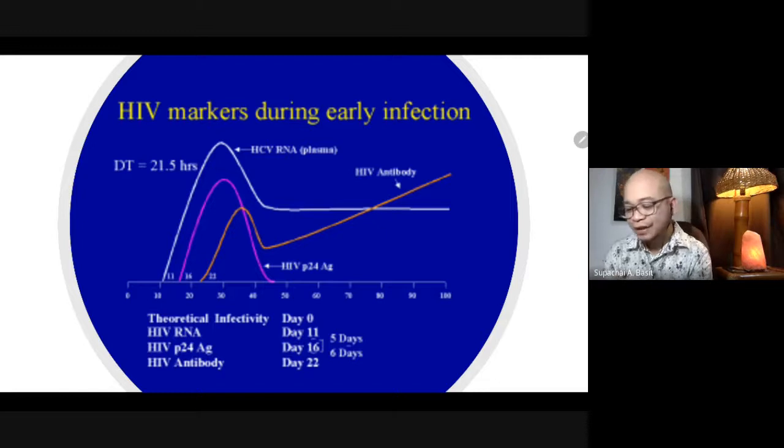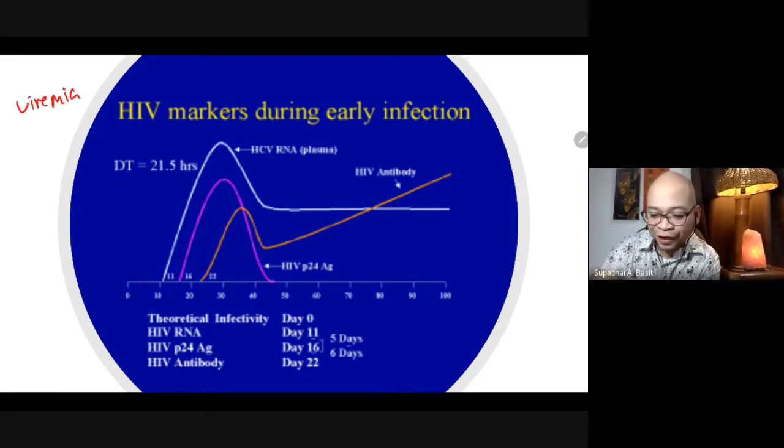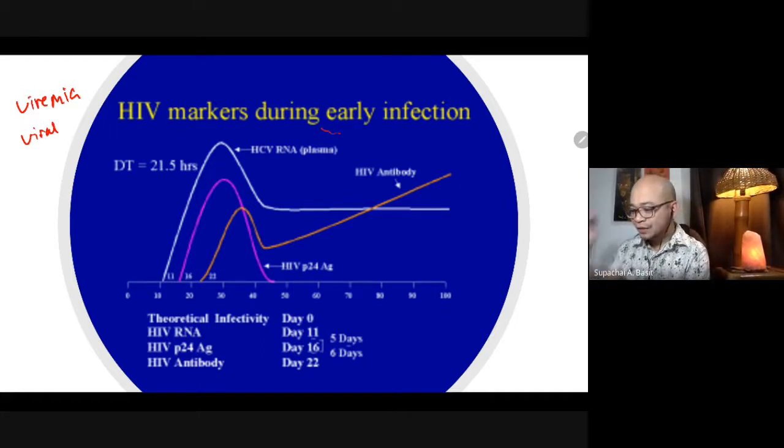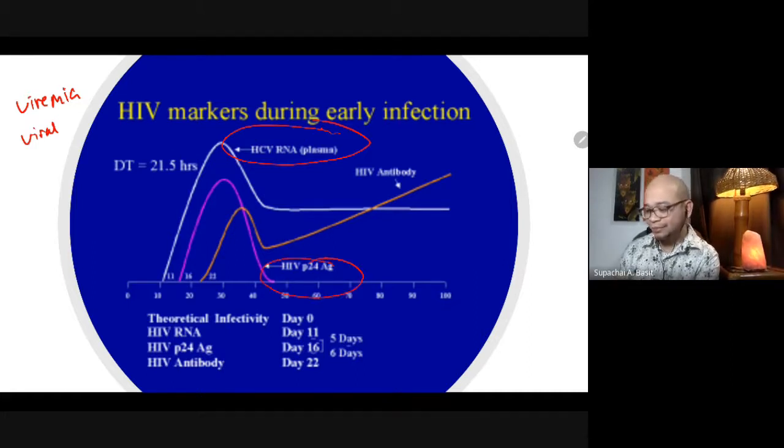And of course, the main marker that we are using to detect or determine viremia or viral load is the presence of the HIV RNA. Okay. So as you can see also, the HIV P24 antigen is the earliest detectable marker. So this one is HIV RNA. So this marker will actually determine the level of viruses in the blood or the viremia level, or simply known as the viral load.